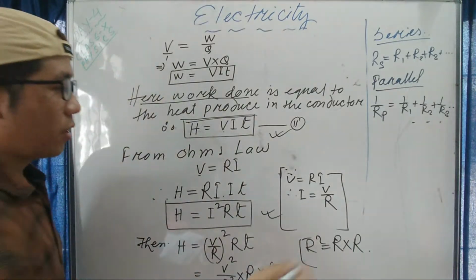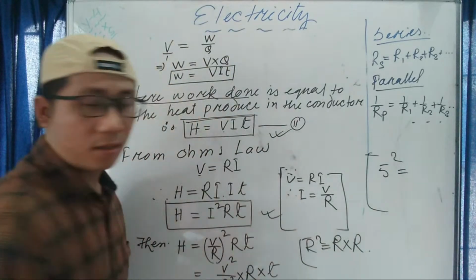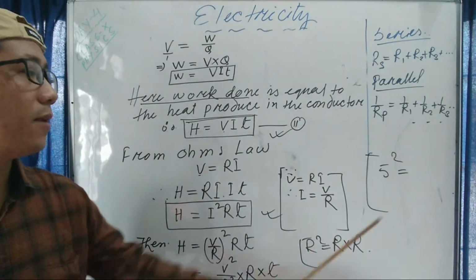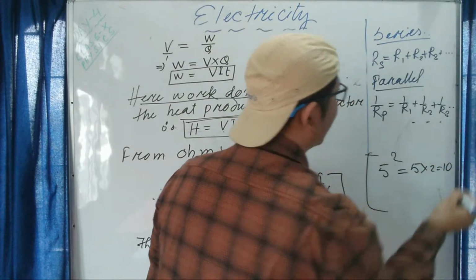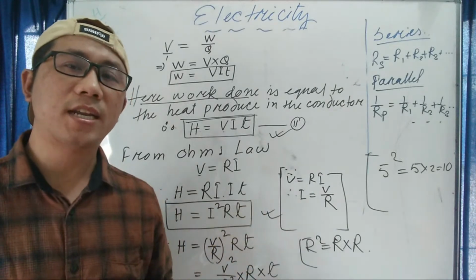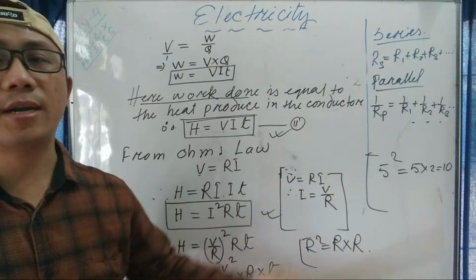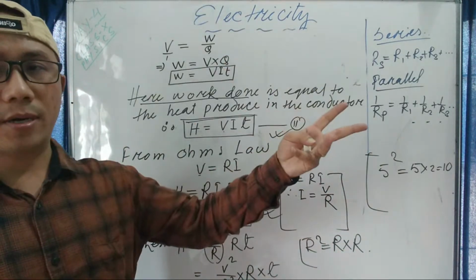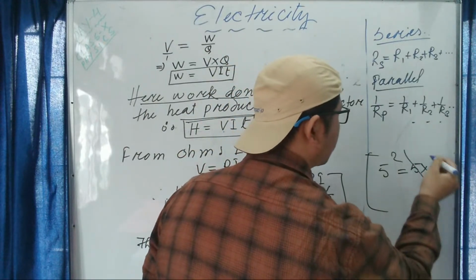Don't get confused. Some of the students used to do 5 square is how much? Some students used to say that 5 square is 5 into 2. That comes to 10. That is wrong. Okay, so still in your standard also students get confused. Don't get confused. 5 square or any power means that number will multiply according to that number. That means this is wrong.